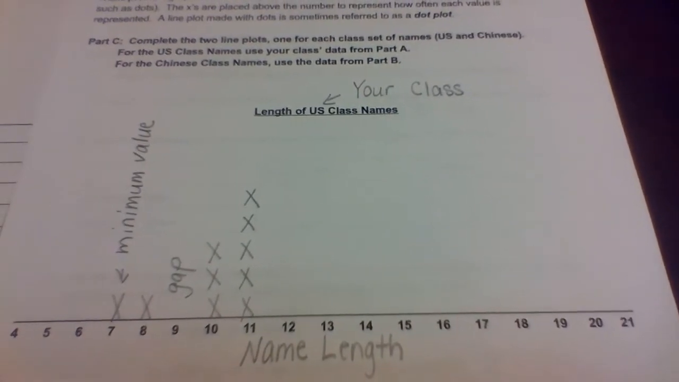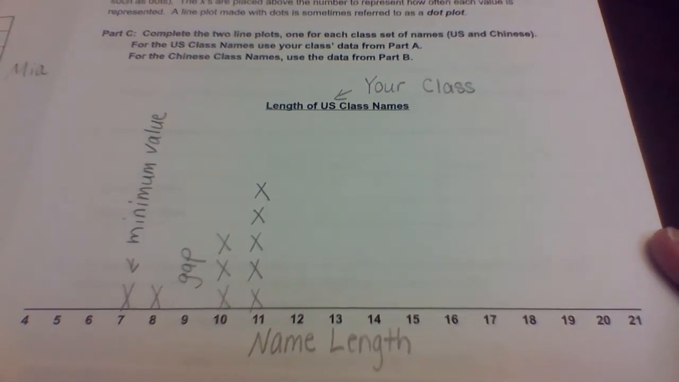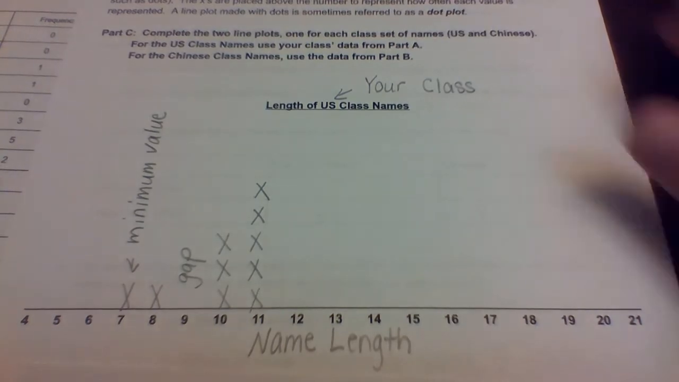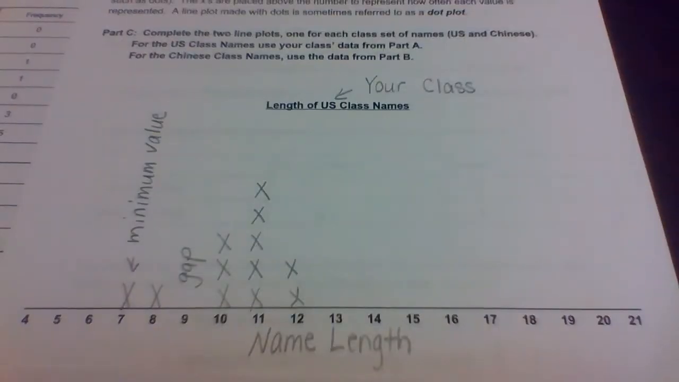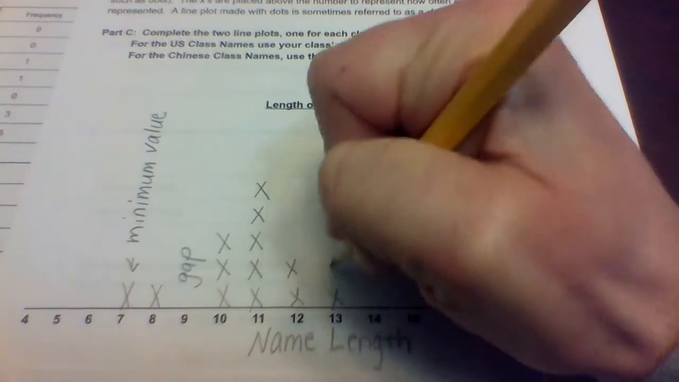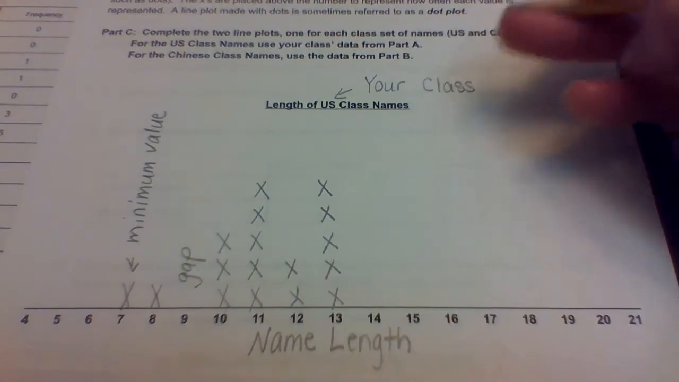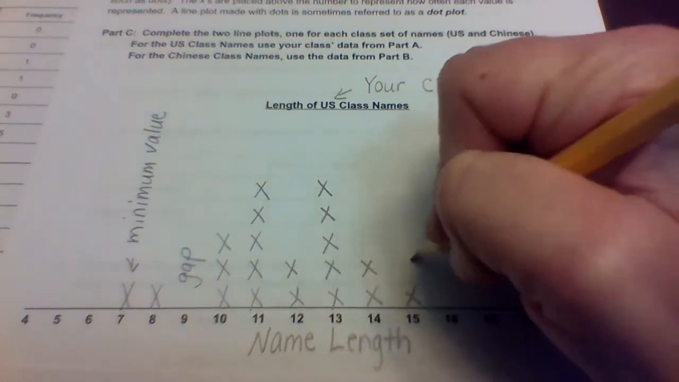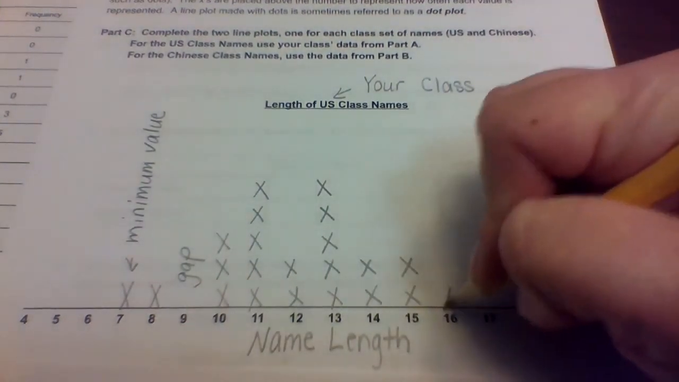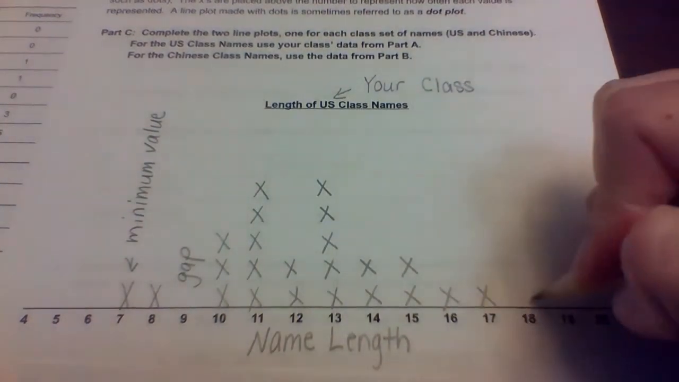So I'm going to move my camera over here and I'm going to use my data so that you can watch me create the rest of my graph here. So I left off with 12. I have 2 people that have 12 letters in their name. I have 5 that have 13, so that should line up with my 11s. I have 2 that have 14. I have 2 that have 15. I have 1 that has 16, 1 that has 17 letters in their name, 2 that have 18.